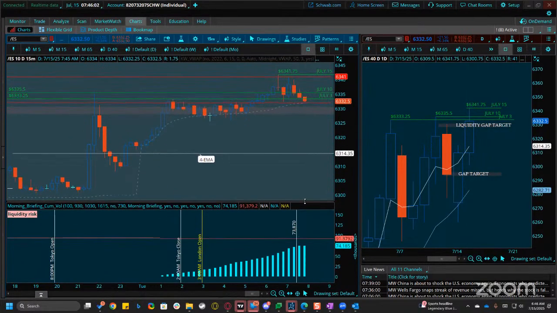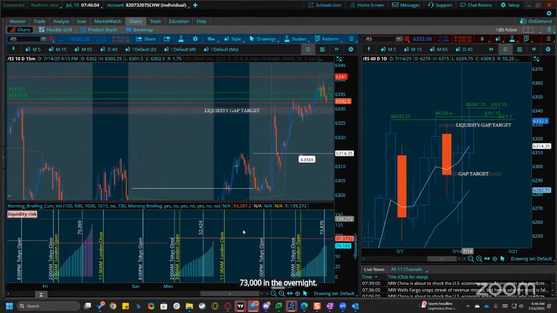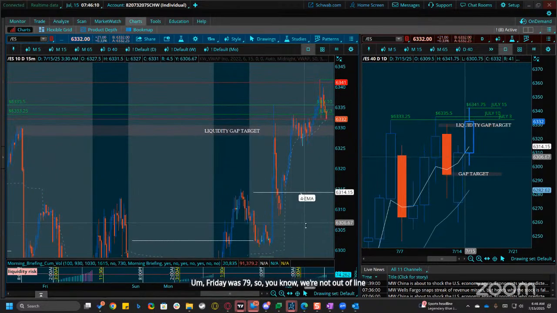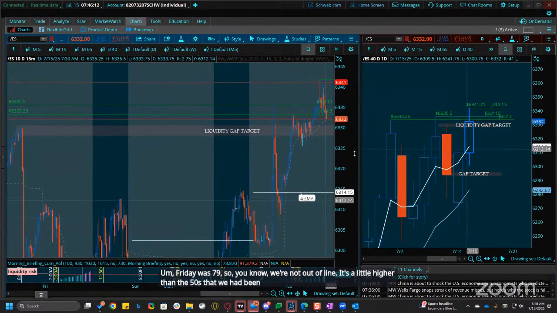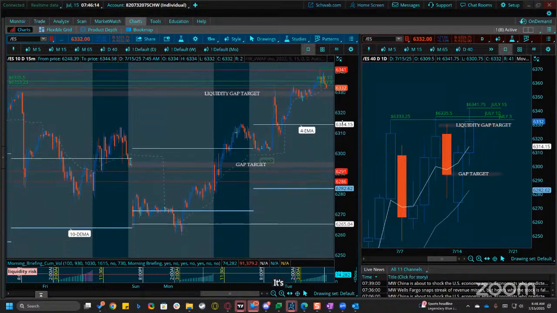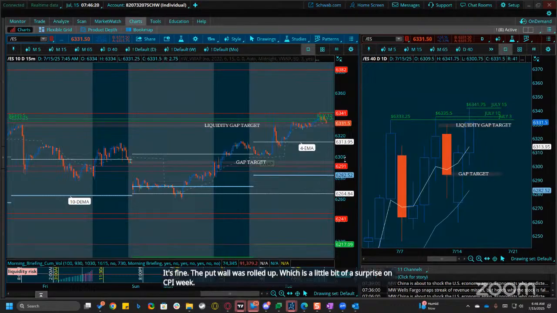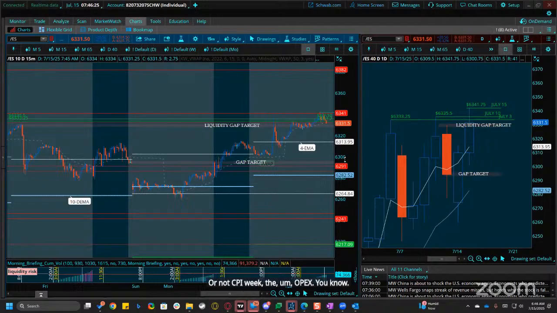$73,000 in the overnight. So volume's good. Friday was 79, so we're not out of line. It's a little higher than the 50s that we had been seeing, but it's fine. The put wall was rolled up, which is a little bit of a surprise on CPI week, or not CPI week, the OPEX. Like where are they going? And I don't know, we're running out of time on that thing. It very likely doesn't have any weight.